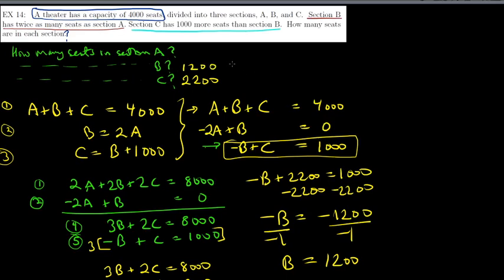And now this should make sense, right? Section C has 1,000 more seats. 1,200 plus 1,000 is 2,200. So I think we're on the right track. Now we just need A.